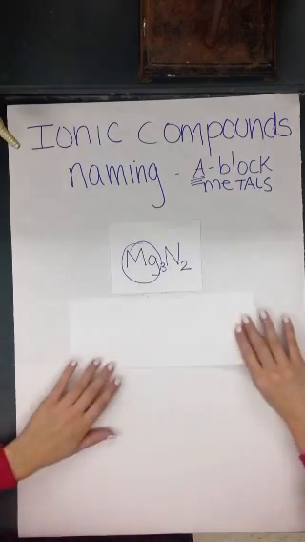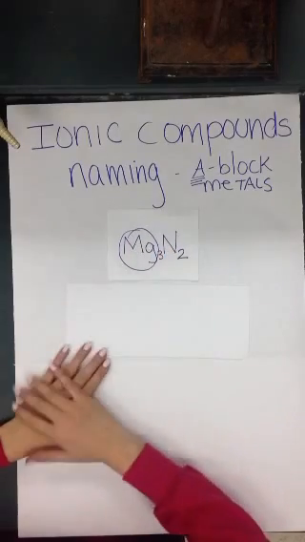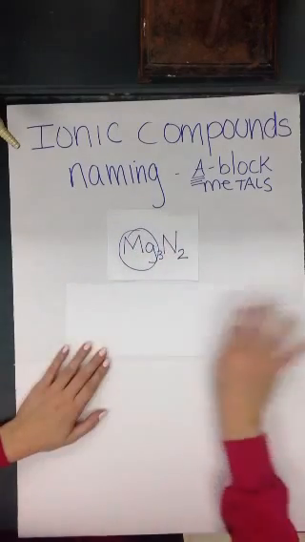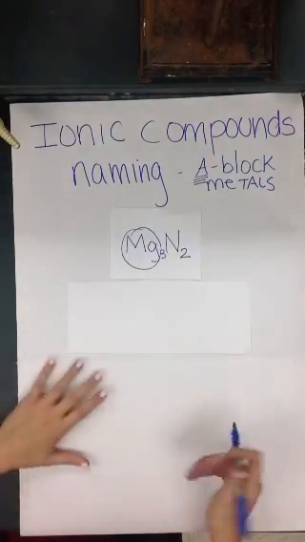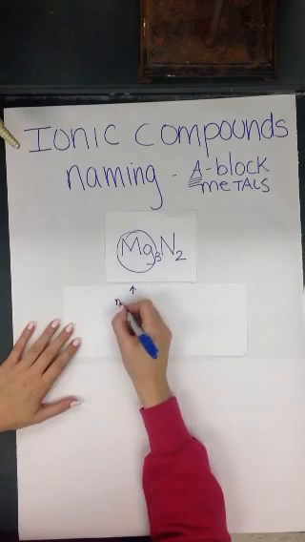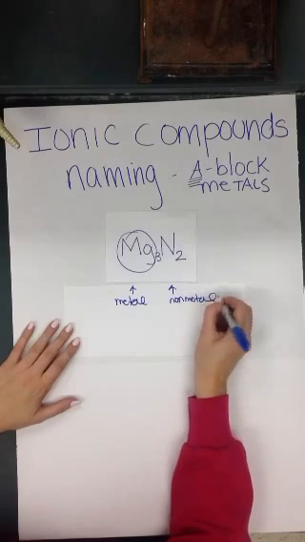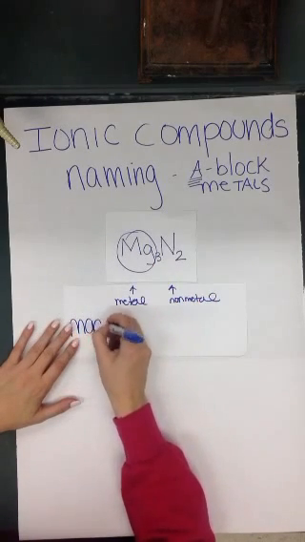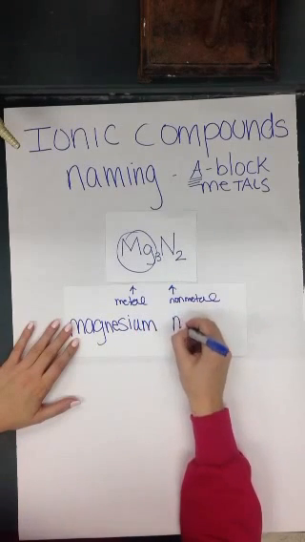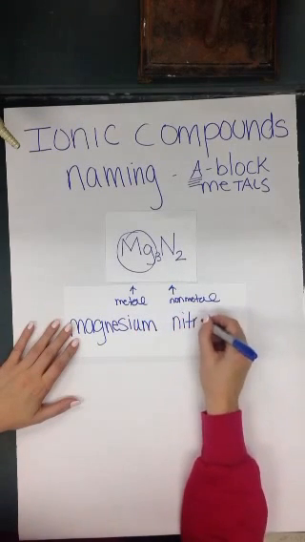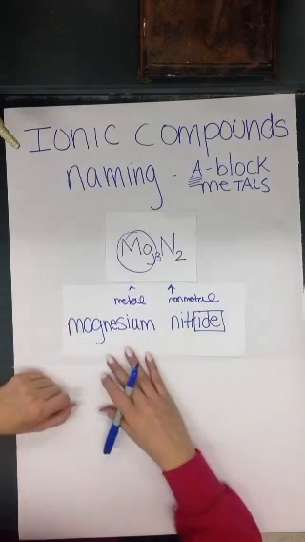Mg3N2. Wow, there are a lot of subscripts here. Was anything mentioned about subscripts in the names? No. So there is no rule when it comes to the subscripts for ionic compounds in the A block. So I don't have to worry about them. So I notice I have the metal and I have a nonmetal. The metal keeps its name as seen on the periodic table. Magnesium. The nonmetal, well, it was nitrogen, and it's going to turn into nitride. Nitrogen turns into nitride. There you go. That's it.